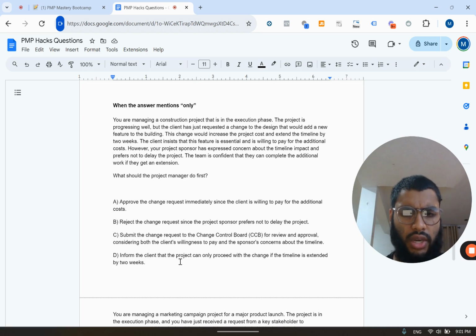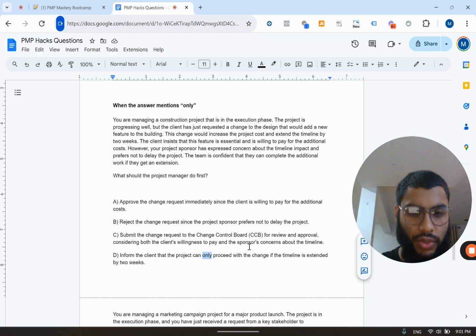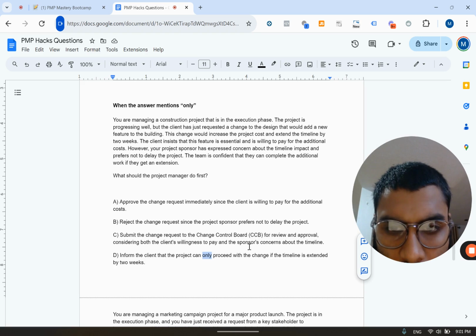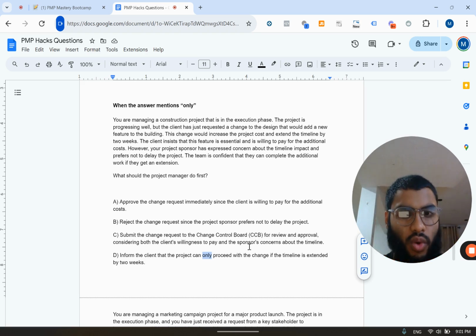Inform the client that the project can only proceed with the change if the timeline is extended by 2 weeks. Okay, we got that keyword, only. So it can only proceed with the change if the timeline is extended by 2 weeks. Right? So let's just see. This is actually 2 hacks in one. Have they indicated in the question that we need 2 weeks? Because project cost and extend the timeline by 2 weeks. Okay. Or maybe they did.